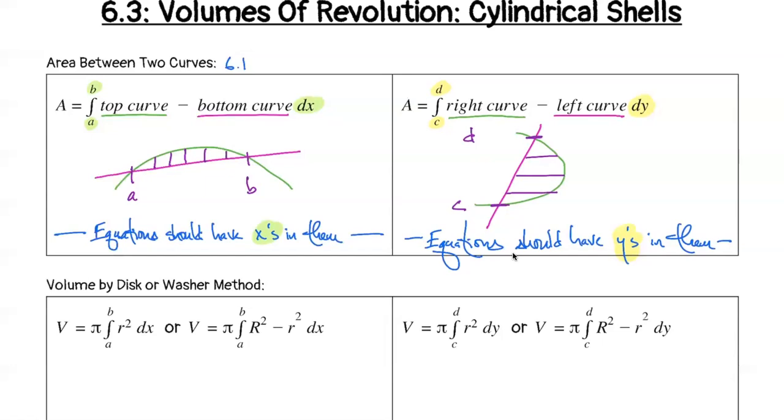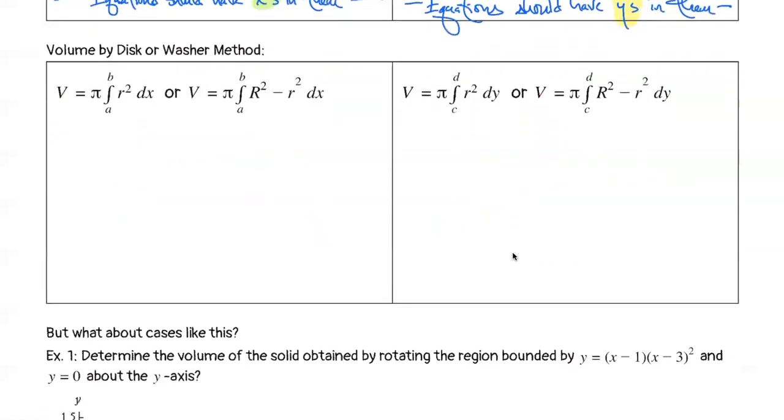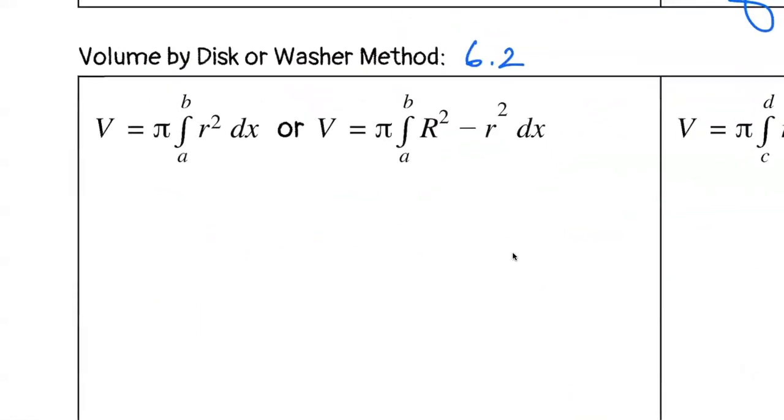All right, so we talked about area between two curves. And then we talked about volume by disk or washer method. And that was from the second part of section 6.2. And so if we take a look at this first block, we have two different equations, right? Volume equals pi, the integral from a to b of r squared dx, or the second one where we have pi, the integral from a to b of big R squared minus little r squared dx.